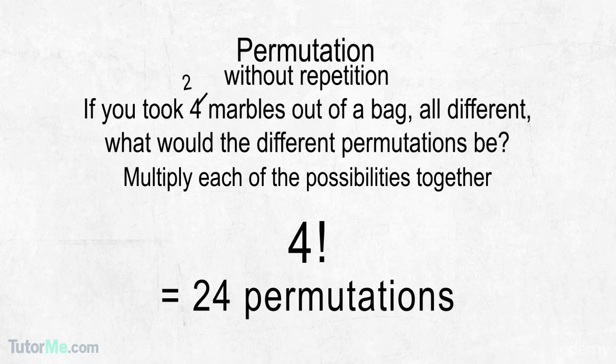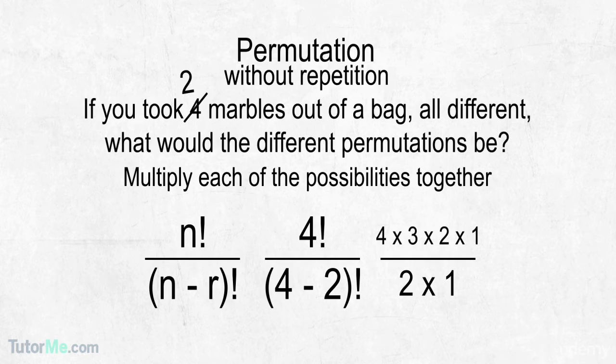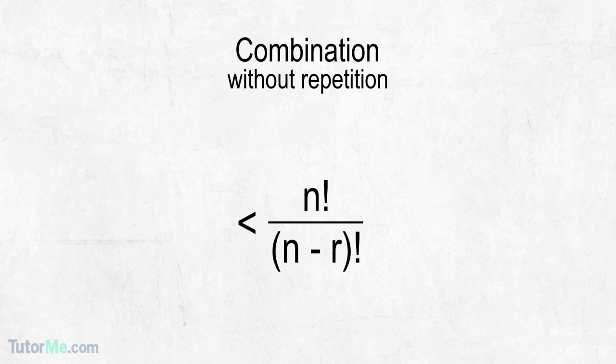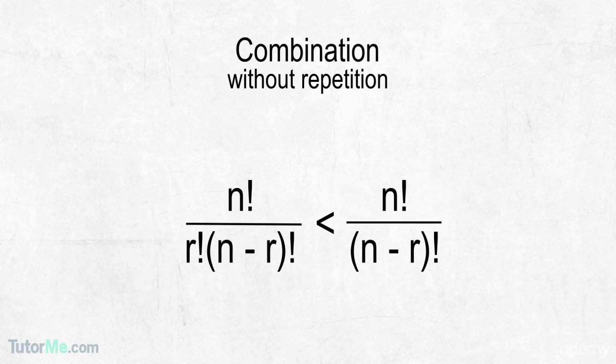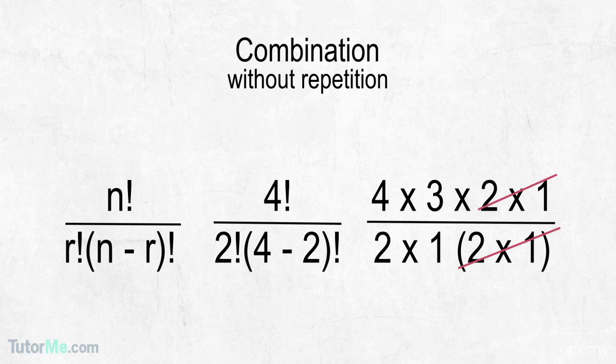But if we are only taking 2 marbles out, then we would need a different formula. n factorial divided by n minus r factorial, because we don't need to multiply the rest of the numbers. For combinations without repetition, it will be less than the formula for permutations without repetitions. The formula for that is n factorial divided by r factorial times n minus r factorial, because we're no longer interested in the order that the numbers come in.